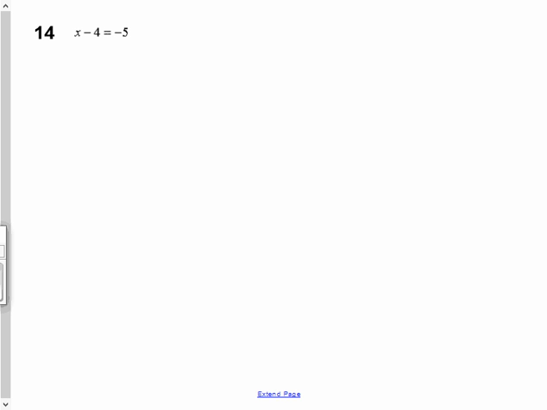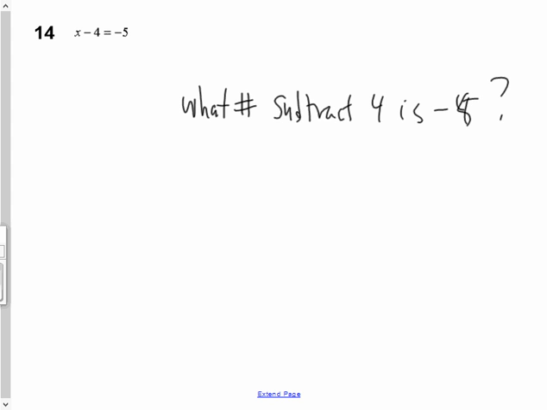Question 14, what number subtract 4 is negative 5? What number subtract 4 is negative 5? The answer is x must be negative 1. Negative 1 take away 4 is negative 5.